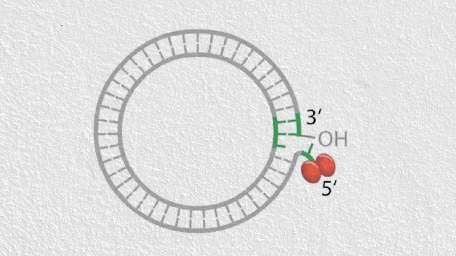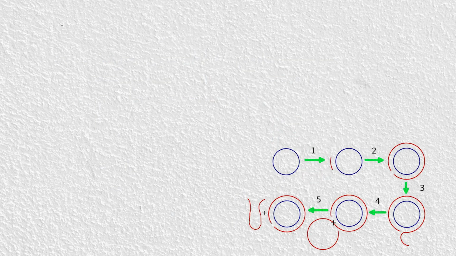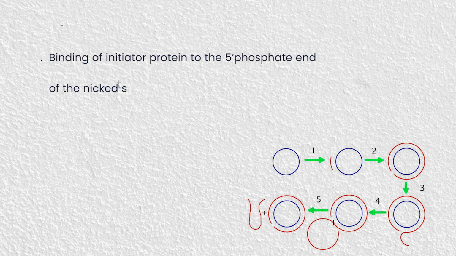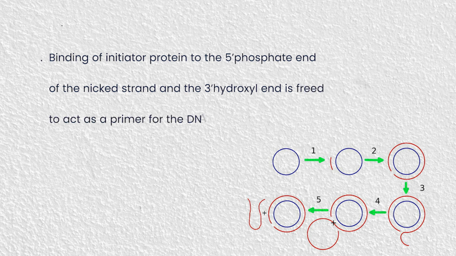Binding of the initiator protein to the 5' phosphate end of the nicked strand, and the 3' hydroxyl end is free to act as a primer for the DNA polymerase enzyme. Here you can see the pictorial representation.